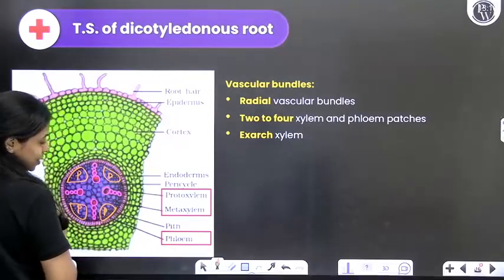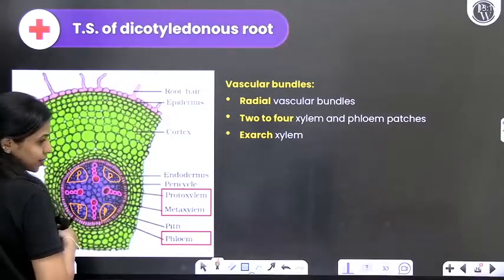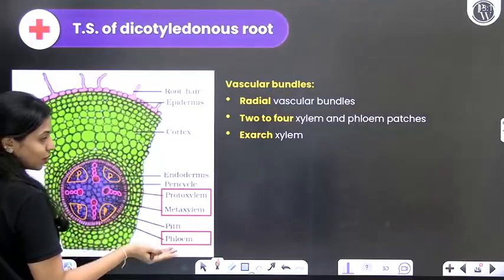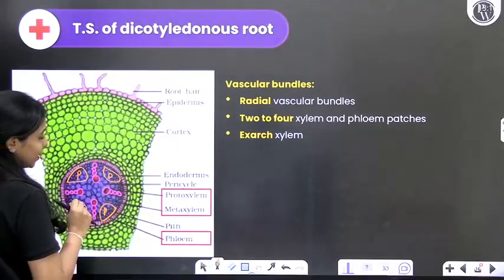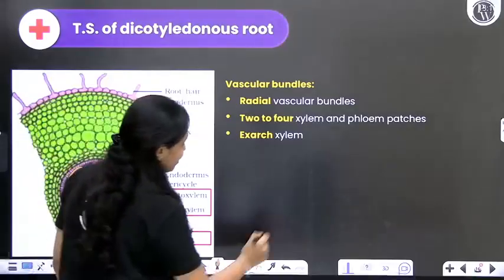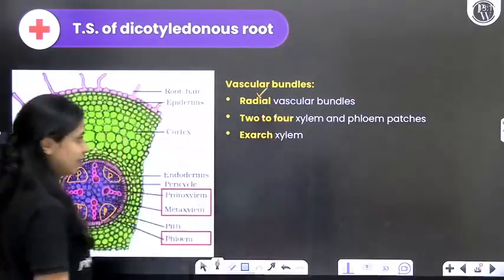Okay, this is xylem and this is phloem. What kind of arrangement is this? If xylem and phloem are present in alternate radii, they are not present in the same bundle, what do we call it? We call it radial vascular bundle. So here you can find radial vascular bundles.